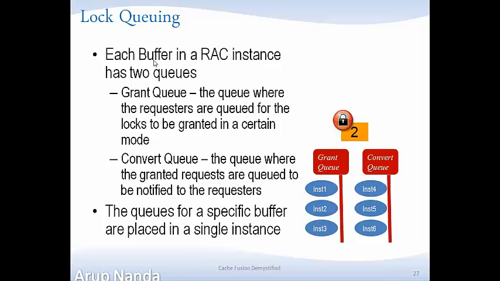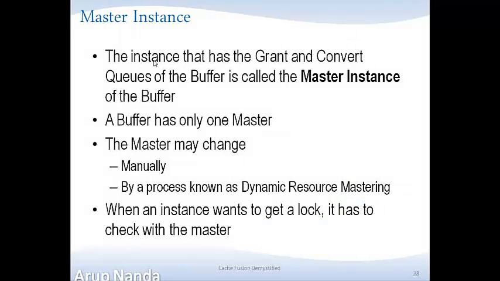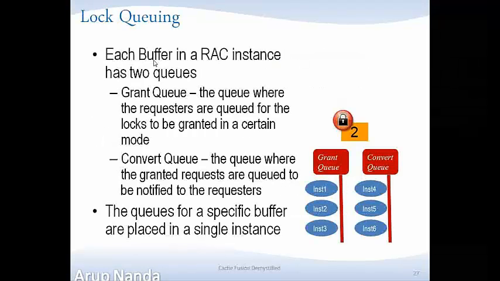So each buffer, in a RAC instance, has 2 queues. One is a grant queue, where the requesters are queuing up to get the lock. Similarly, there is something called a convert queue. Once the locks are granted and they move into the convert queue, the requesters pick it up, then return it and do what they want to do. Now somebody has to make sure that this thing is going back and forth.